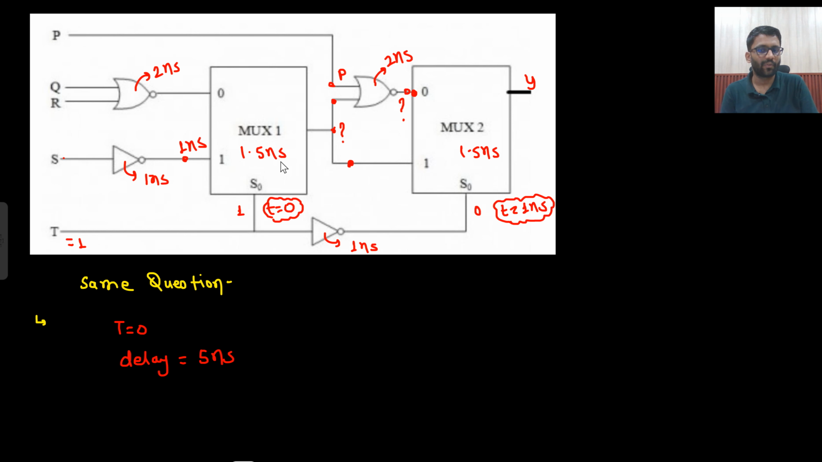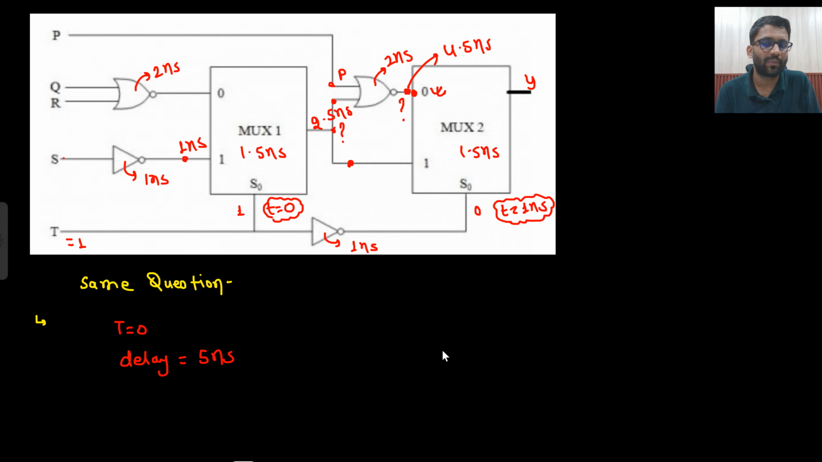Now the MUX will take 1.5 nanosecond more. So after 2.5 nanosecond, this will be stable. So now after 2.5 nanosecond, this NOR gate has the capability of giving the output. So 2.5 plus 2, this will be 4.5 nanosecond. Right? So after 4.5, this point is 2.5 plus 2, 4.5 nanosecond. So now this will look at this input only. So after 4.5 nanosecond, this MUX has the capability of giving the output.